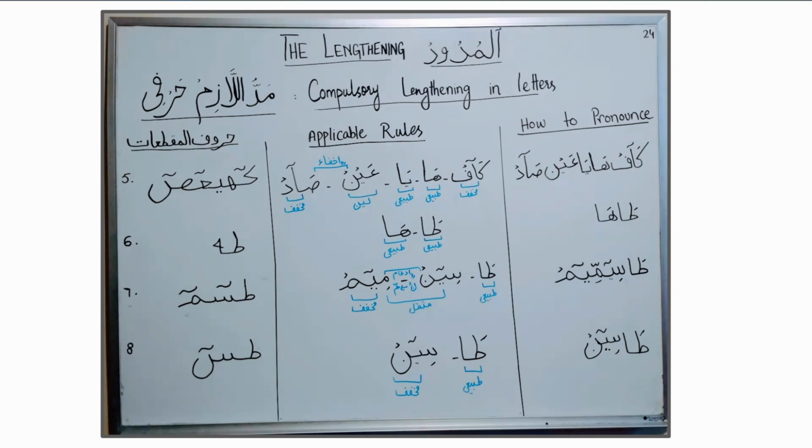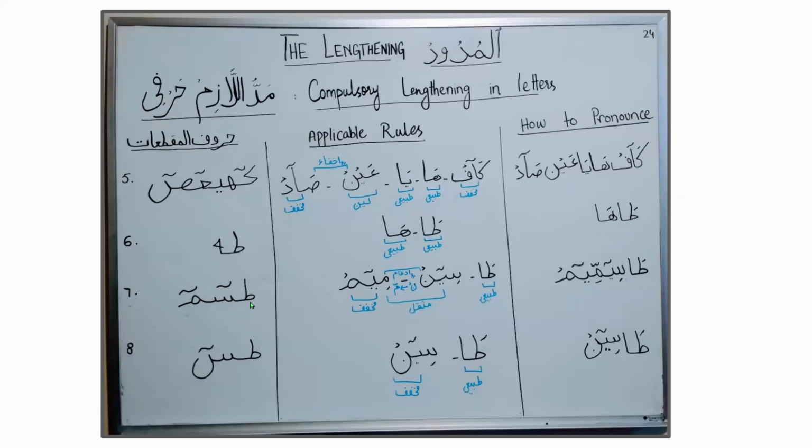And the next huruf al-muqatta'at are ta, ha. In both of them, we can see the conditions of maddu tabi'i. By giving both of them 2 counts, we will recite them like this.